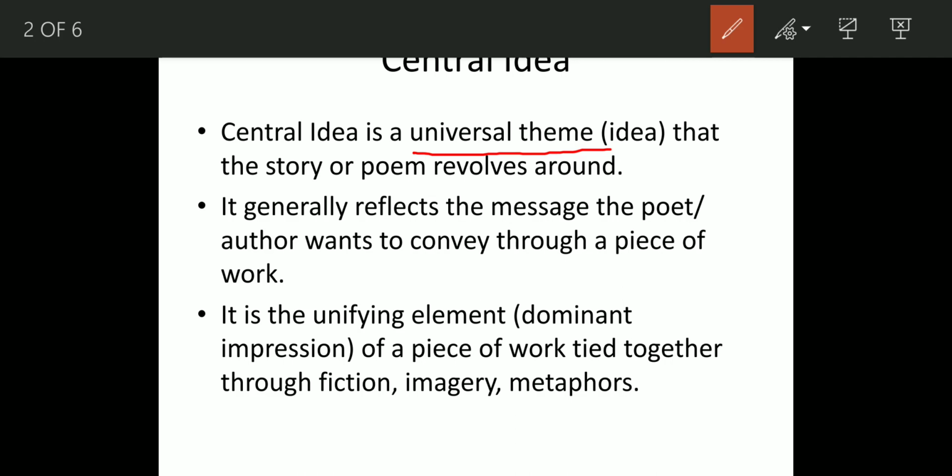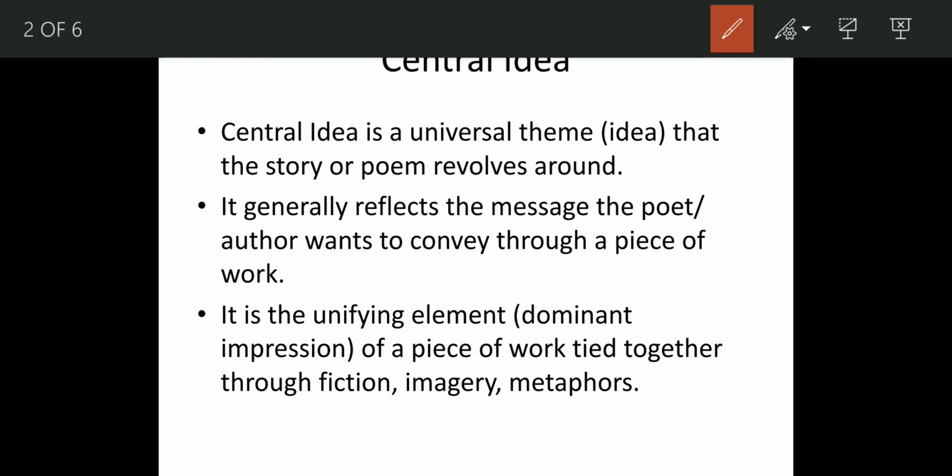It generally reflects the message the poet or author wants to convey through a piece of work. I've already told you that it reflects the message, the moral, the idea that he wants to convey. There would be a motive of writing a story or a poem. There is something that you want to deliver through any piece of work. It may be art also. Okay, if you are drawing or painting, there would be a central idea behind that because you want to convey a message.